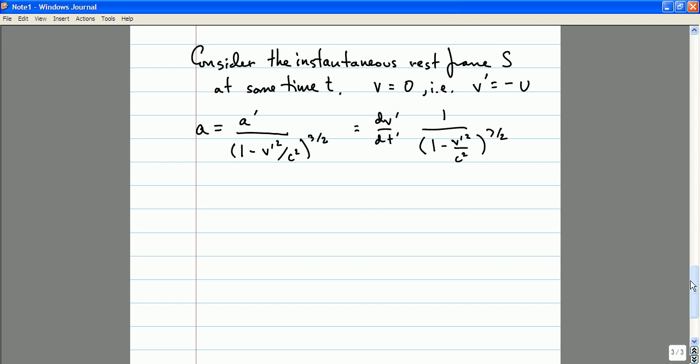Let's consider a particular example. Let's consider the case where a is equal to 0 at some moment in time, a being the expression for the acceleration as measured in the S frame. Then in that case, momentum should be conserved.